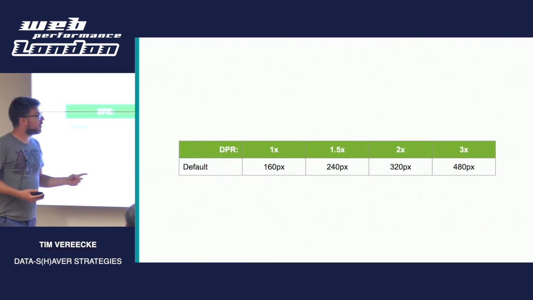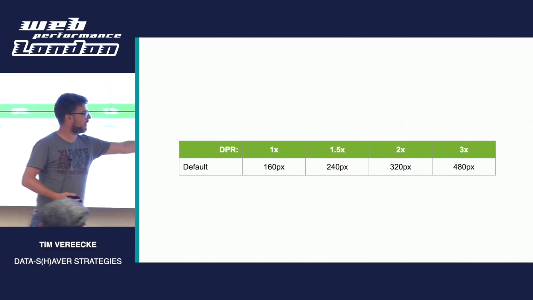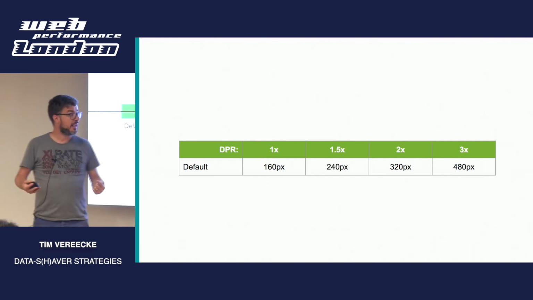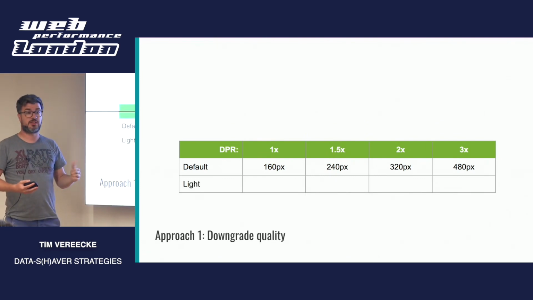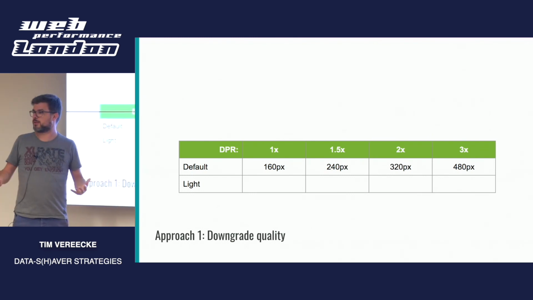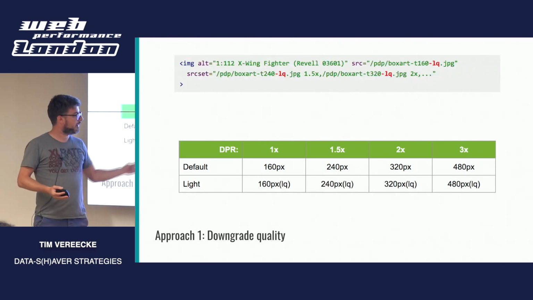So what are your options? By default, I serve 160, 240, 320, 480, depending on the device pixel ratio. And on the Google website, you see, in data saver mode, what is one option? Downgrade the quality. Instead of quality 90, go for quality 80 or quality 75, and you'll save bytes.